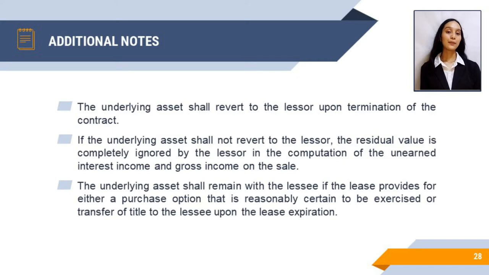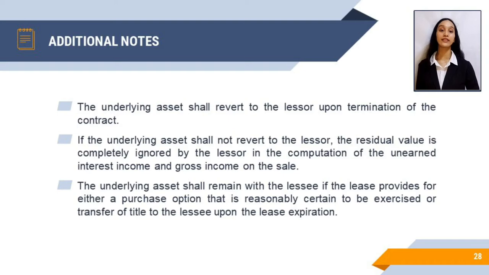Next naman na point is about the underlying asset shall remain with the lessee. If the lease provides for either a purchase option that is reasonably certain to be exercised or transfer of title to the lessee upon the lease expiration. So, hindi na babalik ang inventory kay lessor kapag si lessee ay may purchase option or transfer of title. Now that we mentioned the purchase option, it is our next topic to be discussed.